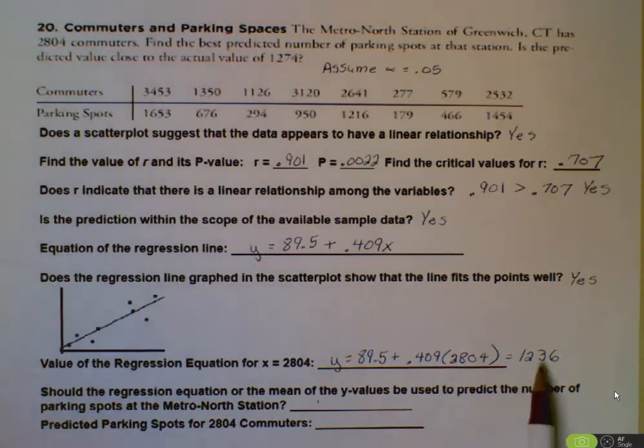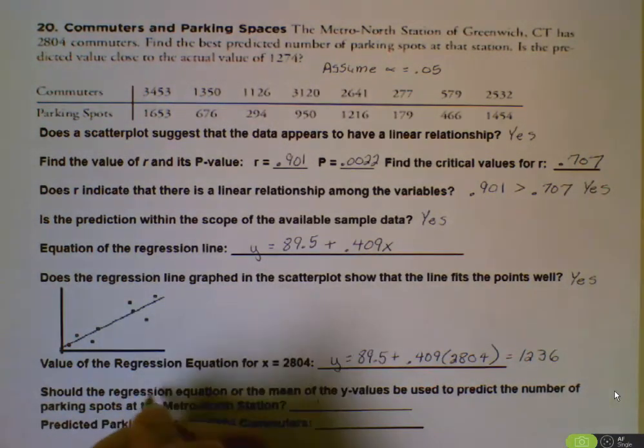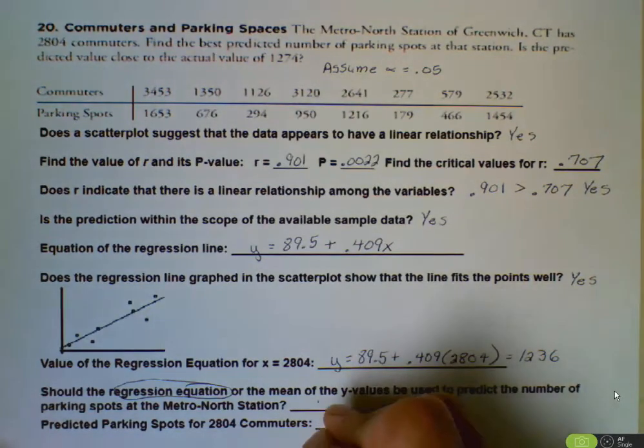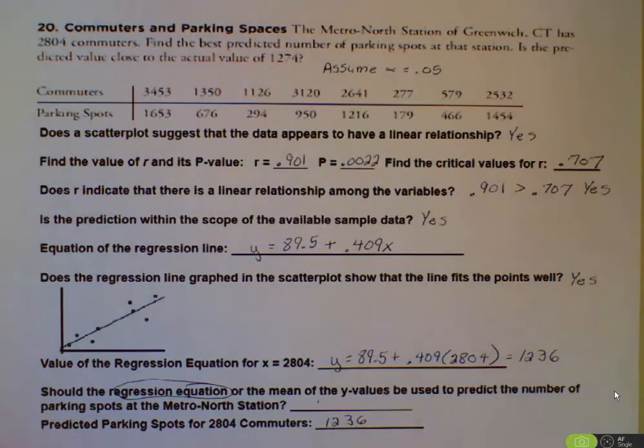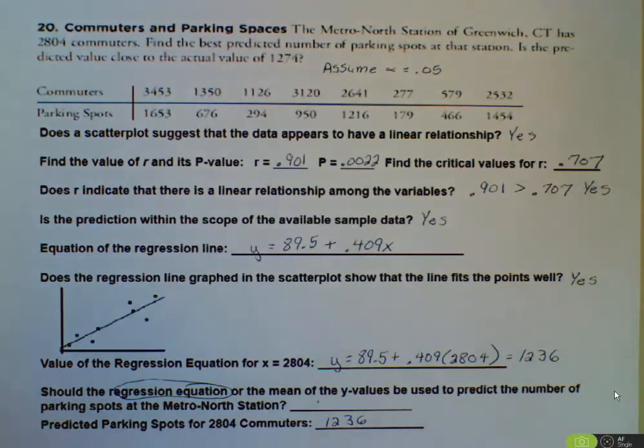Should I use that value from the regression equation, or should I find the mean of the sample y's? Again, all of those questions I answered yes tells me that I can use the regression equation. And so the predicted parking spots for 2,804 commuters in the Metro North Station of Greenwich, Connecticut is 1,236. The actual number of parking spots at that station is 1,274. That was a pretty good prediction. What we expected is very close to the actual number of parking spaces at Metro North.